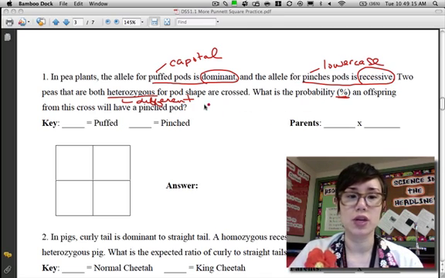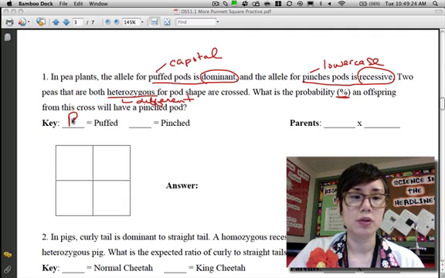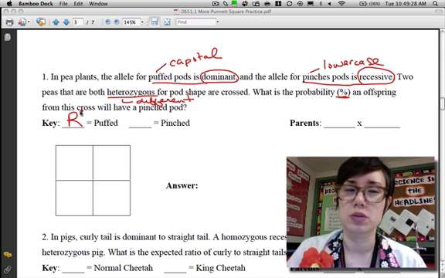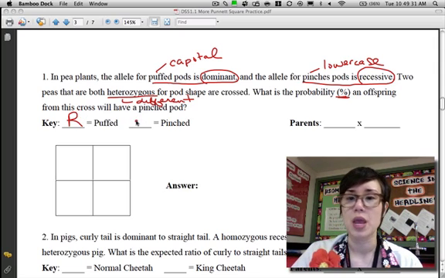Let's go ahead and fill in our key. Puffed, if we look right here, puffed is dominant, so we know we're going to use a capital letter. I'm going to go ahead and use the letter R here. It's going to be a capital letter. I'm not using P because P's look the same in their capital and lowercase form, so sometimes it's hard to tell the difference between the two. Pinched pods, according to my question, is going to be recessive, so I'm going to use a lowercase r.